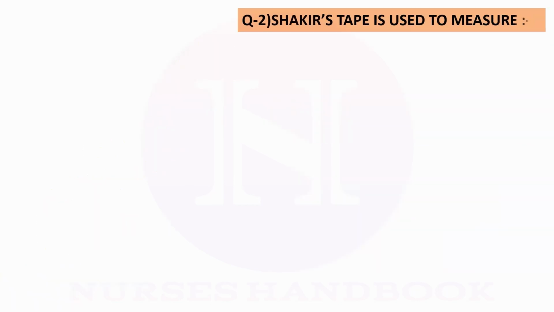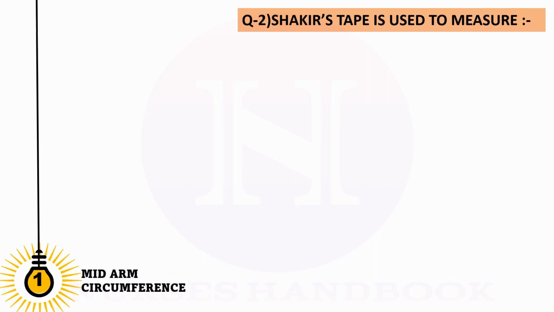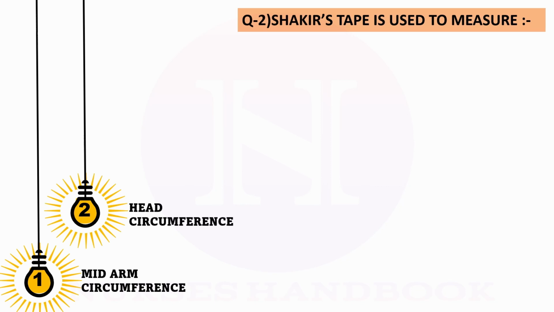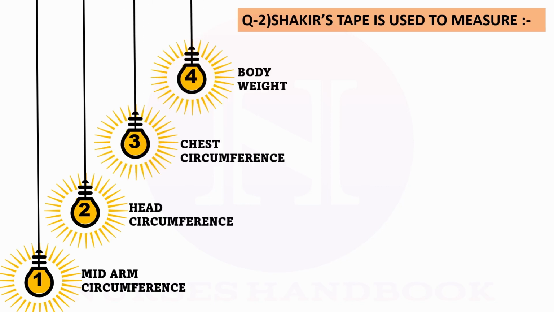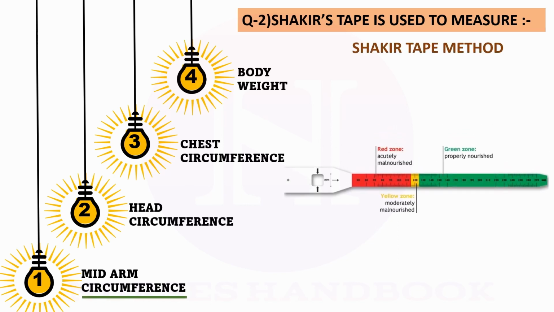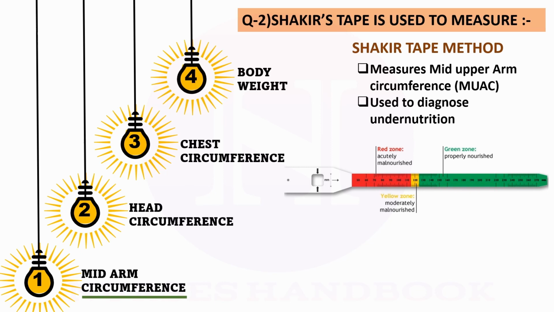Question number 2. Sharkey's tape is used to measure mid-arm circumference, head circumference, chest circumference, body weight. And the correct answer is mid-arm circumference. Sharkey's tape method is a tool to measure the mid-upper arm circumference, which in turn helps to diagnose undernutrition.